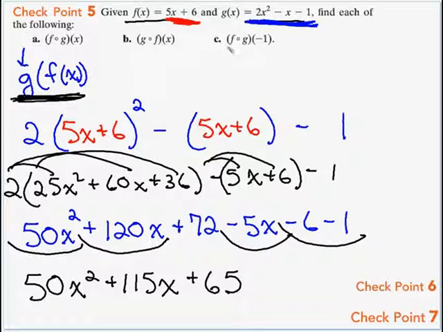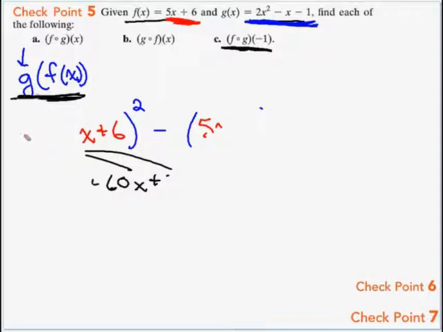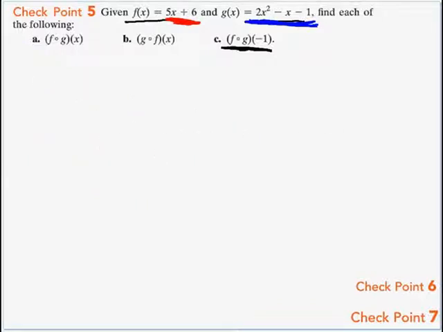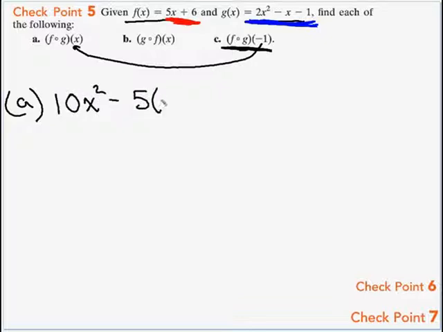Now let's see, the first one, or letter C, is f compose g of negative 1. So I guess after we did A, we should have done part C, because this negative 1 goes into our first answer up here. And let's see, what was f of g of x? That was 10x squared minus 5x plus 1. Yep, and we're going to plug in a negative 1.